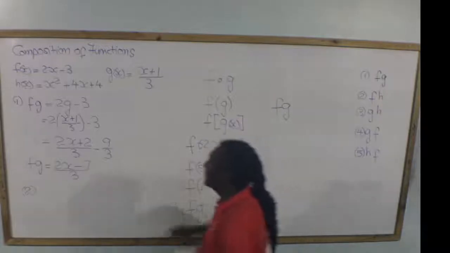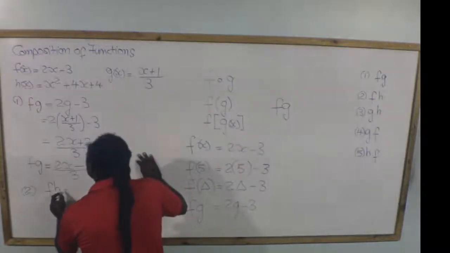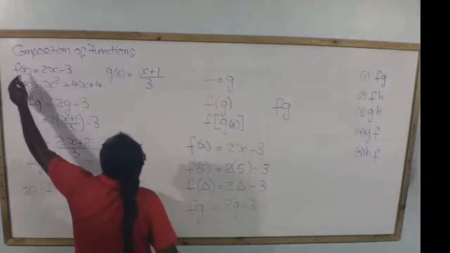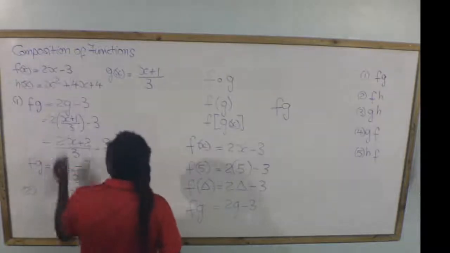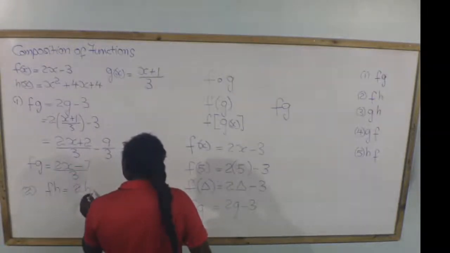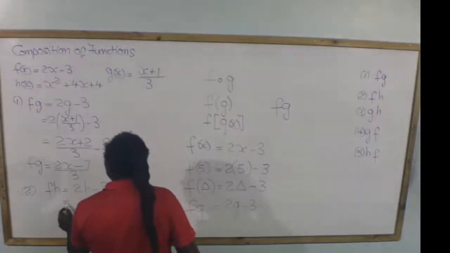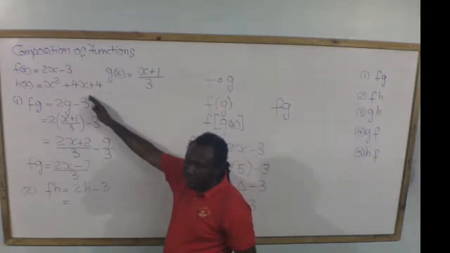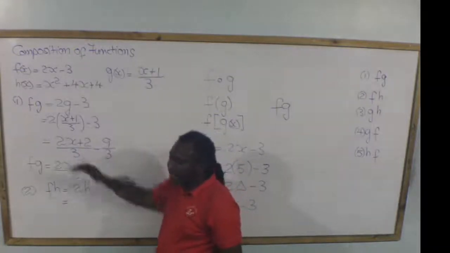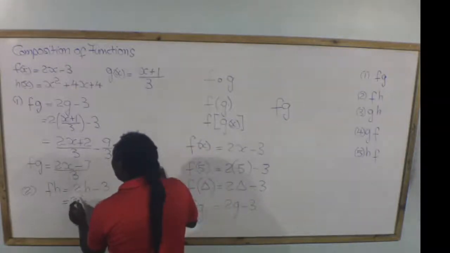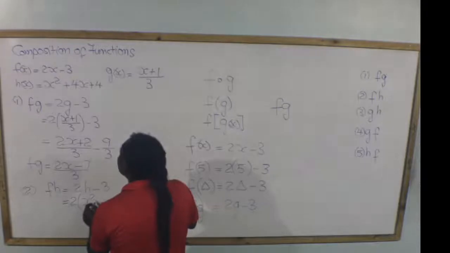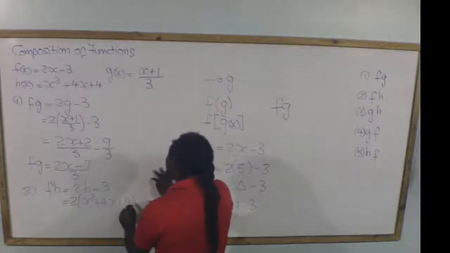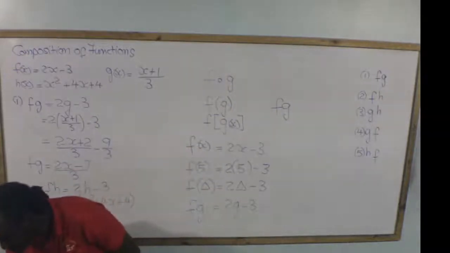For number 2, we are going to have f of h. What is f of h equal to? F of x is 2x minus 3. So f of h must be 2h minus 3. Then what do we do? We substitute the algebraic expression for h inside there. So we have 2, what is h? x squared plus 4x plus 4. Right there.